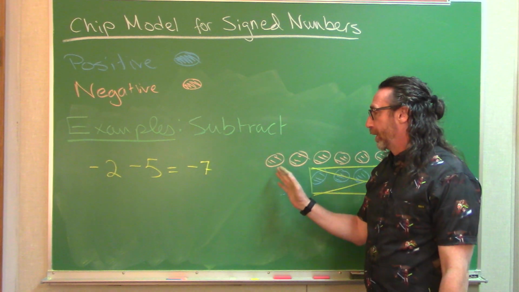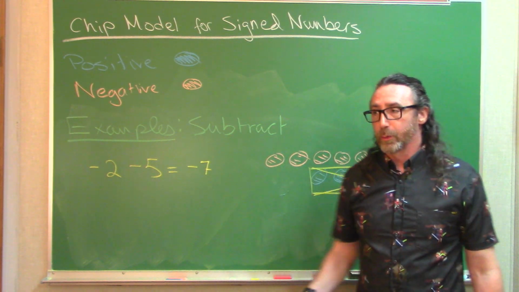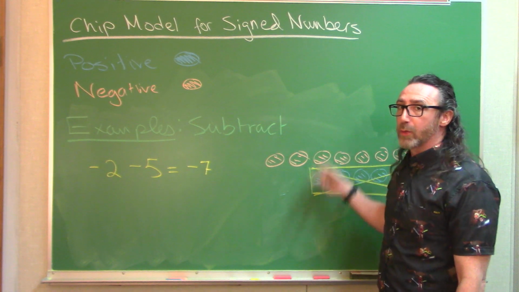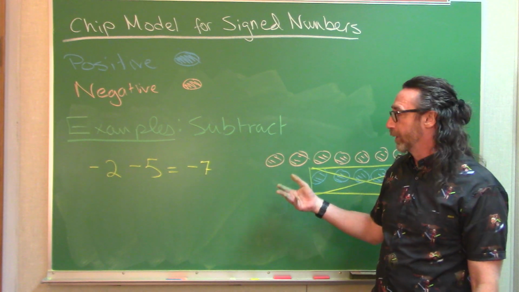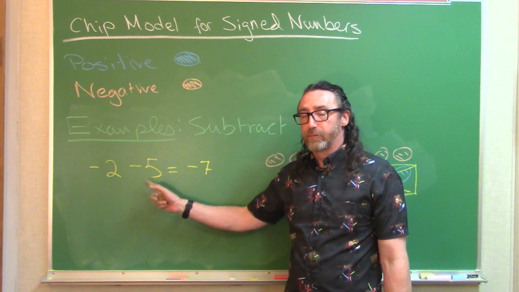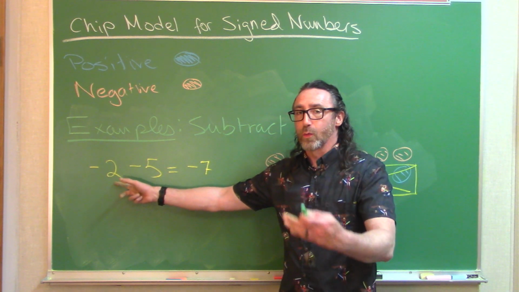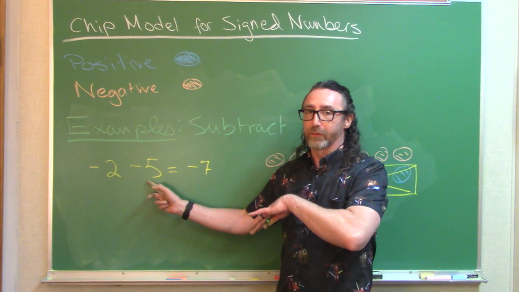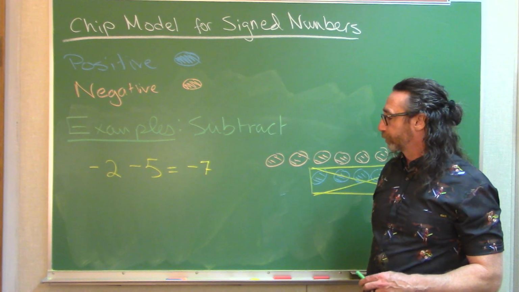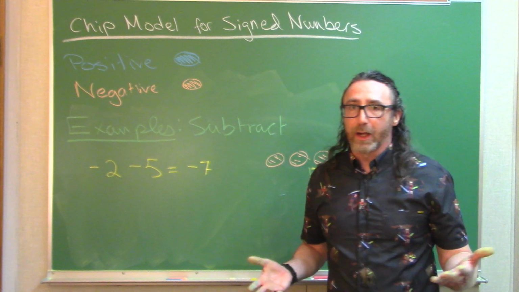And remember, there are multiple ways to represent any given number. You can always throw in a pair, a matching positive and negative, and get a new representation of that same number. So here, if you want to take -2 and remove 5 positive chips, you've got to represent -2 in such a way that it has the 5 positive chips for you to take away. Okay? So a handy little way to look at these operations.